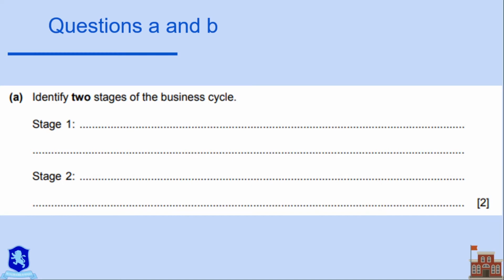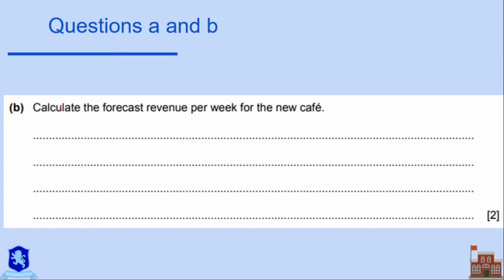Here's another example of question A or B. Identify 2 stages of the business cycle. In this case, just write words. No need to write full sentences. For example, growth and maturity. No need to explain what they mean. Here's another example. Calculate the forecast revenue. So here you have to make a calculation. You must show work and you must write the result.